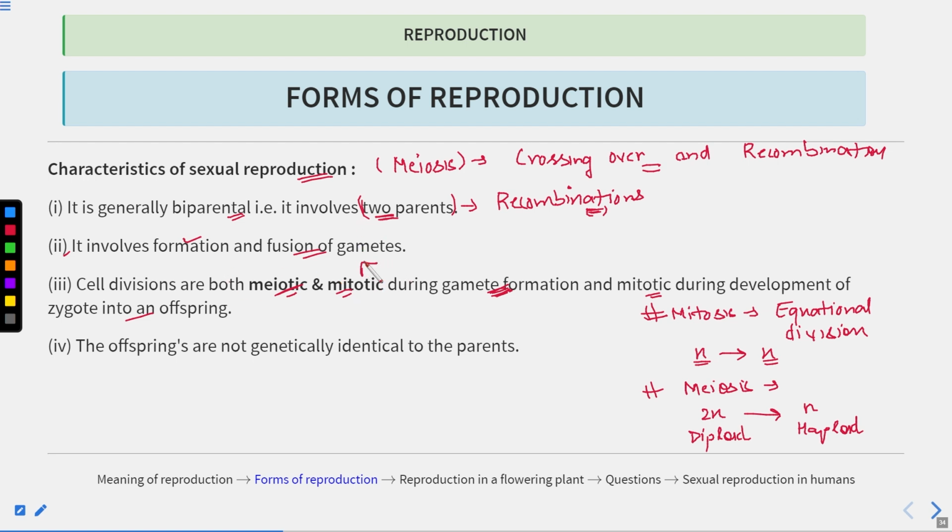An example I can give you is microsporogenesis. Alright, what happens here? Initially there is a microspore mother cell, which is diploid. So you can call this the microspore mother cell.